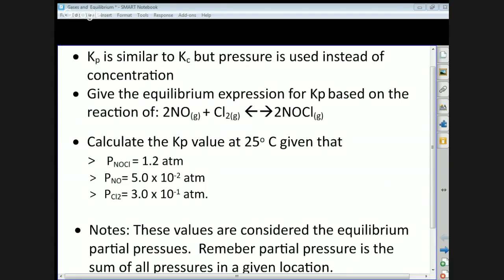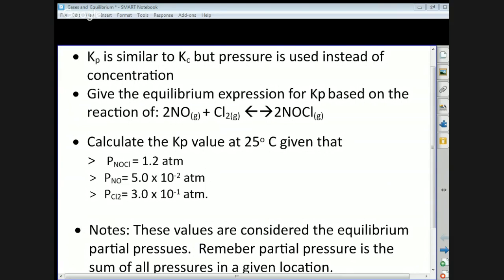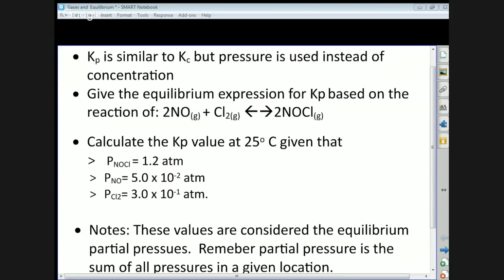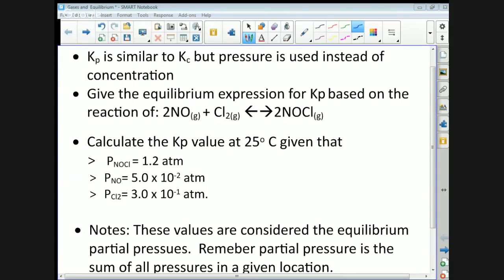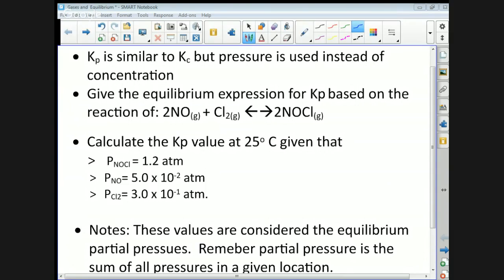But we're going to talk for a second about KP versus KC because I don't want you to get terribly behind. In this video, we're going to talk just briefly about what KP is and then how we can use it to solve problems. KP is very similar to KC. The only difference is the P is representing pressure instead of concentration. But if we go to set up our equilibrium expression, it's going to be very similar.